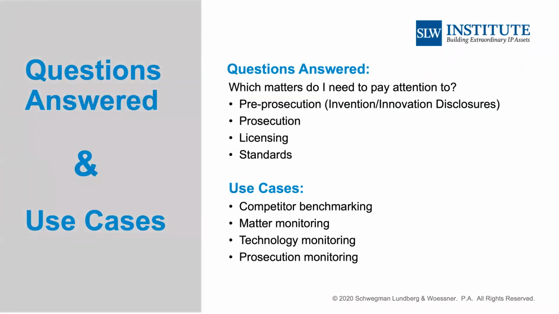So here are some of the questions you can answer, for various different uses. Before prosecution, there's information we get off of dashboards that helps you figure out maybe what innovations you should be patenting, what areas to innovate in. The overview of prosecution and portfolio composition, things like that. You can get information for licensing, information for standards, and the use cases are benchmarking, matter monitoring, technology sector monitoring, and prosecution monitoring. We'll roll on and start to get into the meat of this in a second. Next slide, please.